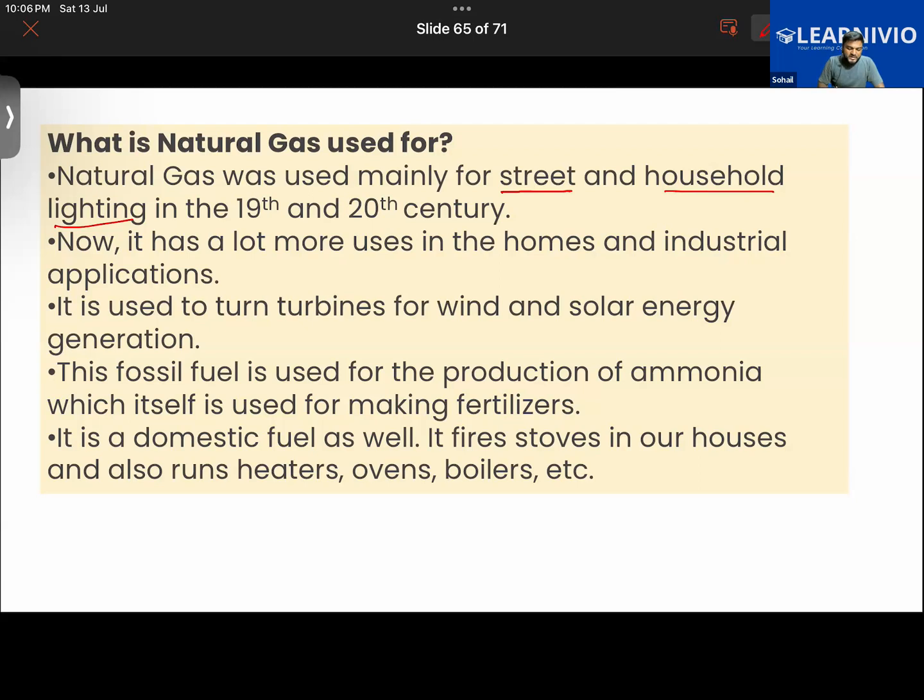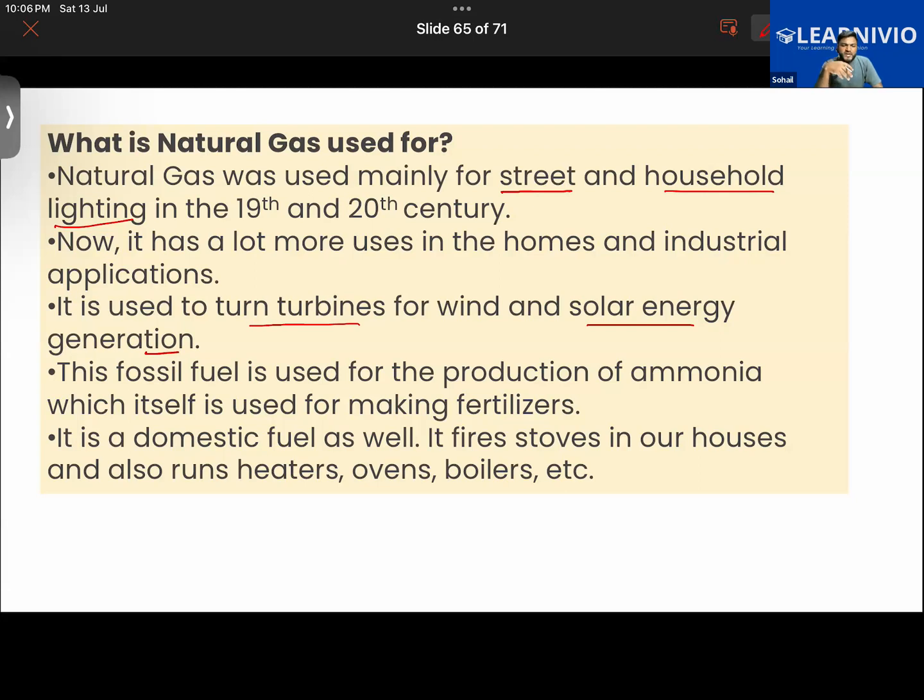For example, it is used to turn turbines for wind and solar energy generation. Like the wind turbines, initially it has to be given a push until it comes into natural rotation due to air. Initially it has to be moved a little bit, so it would be used to turn the turbines for obtaining wind energy. It is used in solar energy generation also.